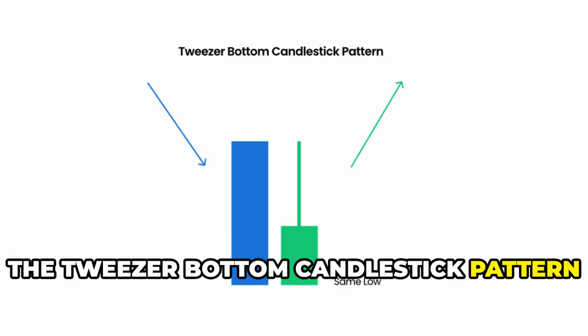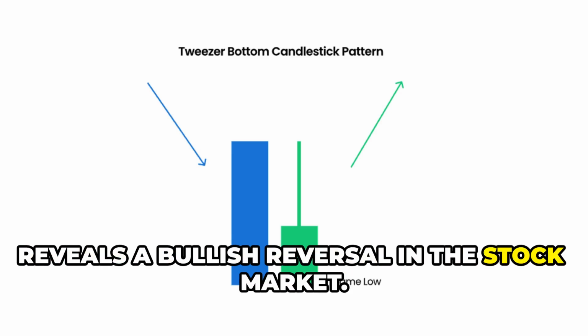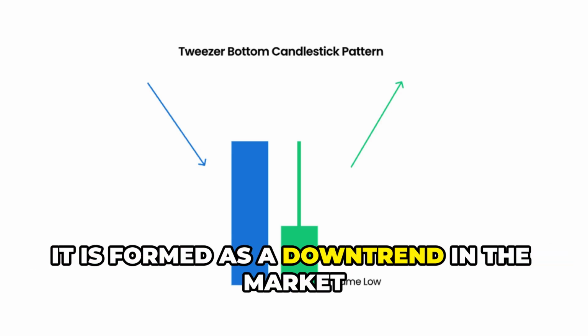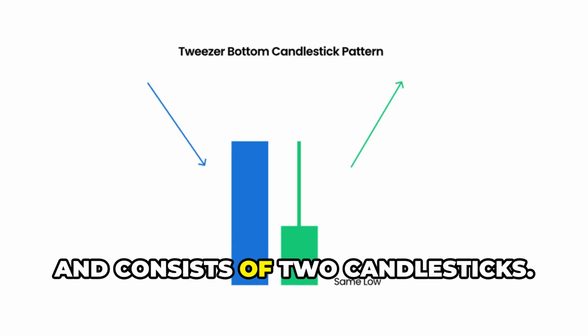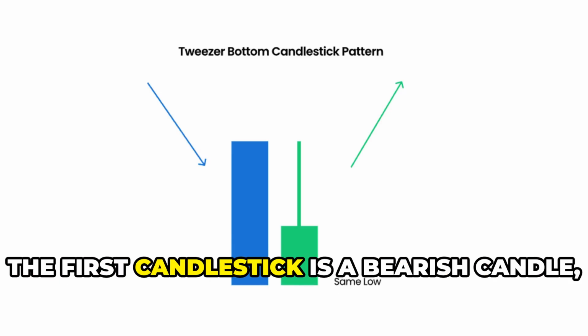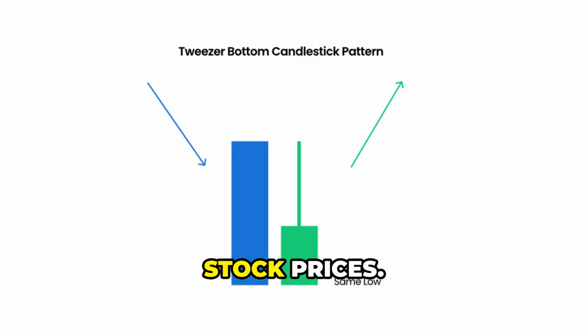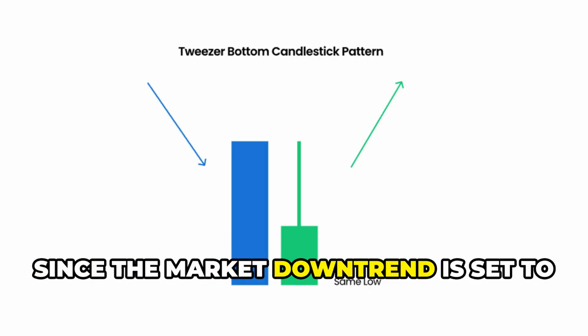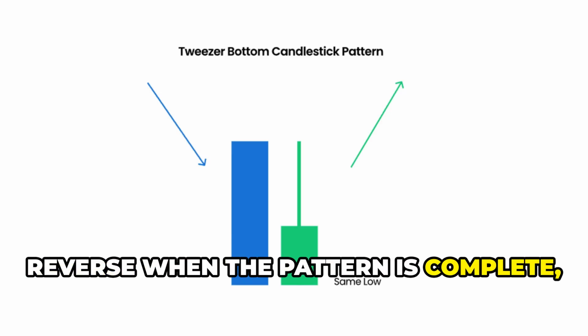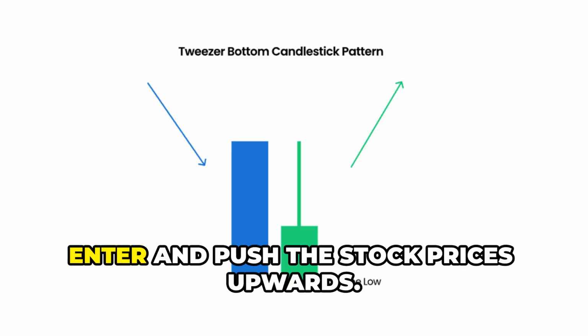The tweezer bottom candlestick pattern reveals a bullish reversal in the stock market. It is formed in a downtrend in the market and consists of 2 candlesticks. The first candlestick is a bearish candle, and the second one is a bullish candle. Both of these have almost similar low stock prices. Since the market downtrend is set to reverse when the pattern is complete, the bulls in the market are ready to enter and push the stock prices upwards.